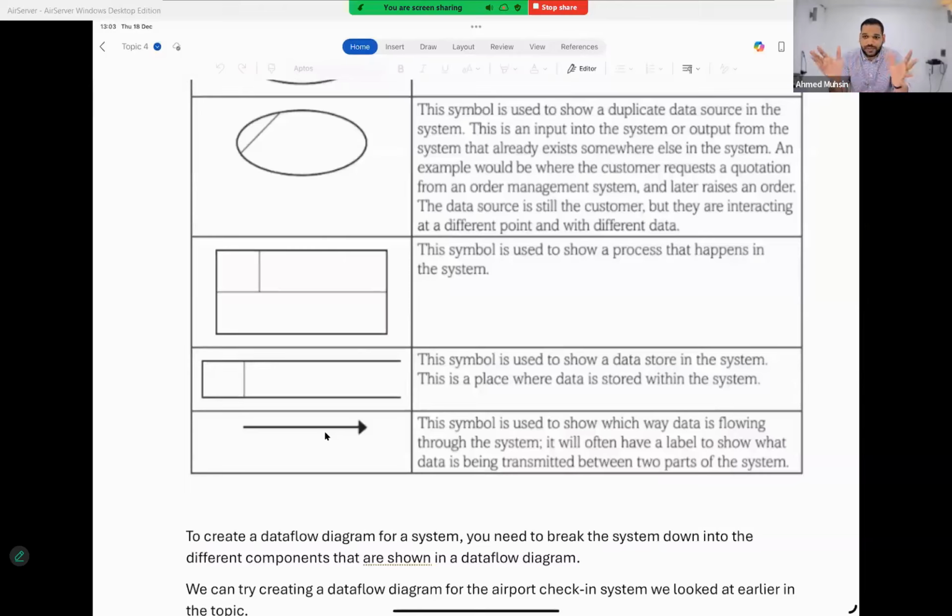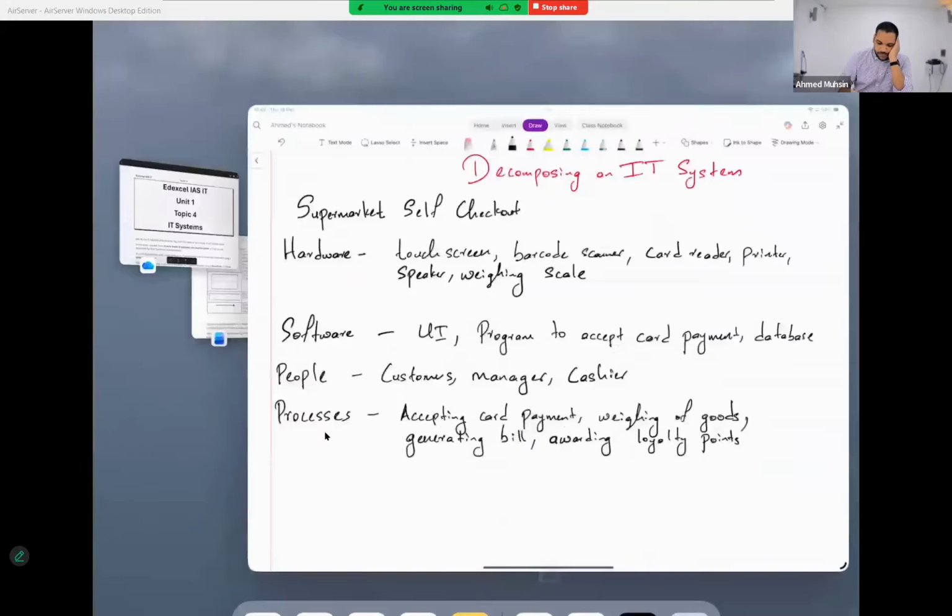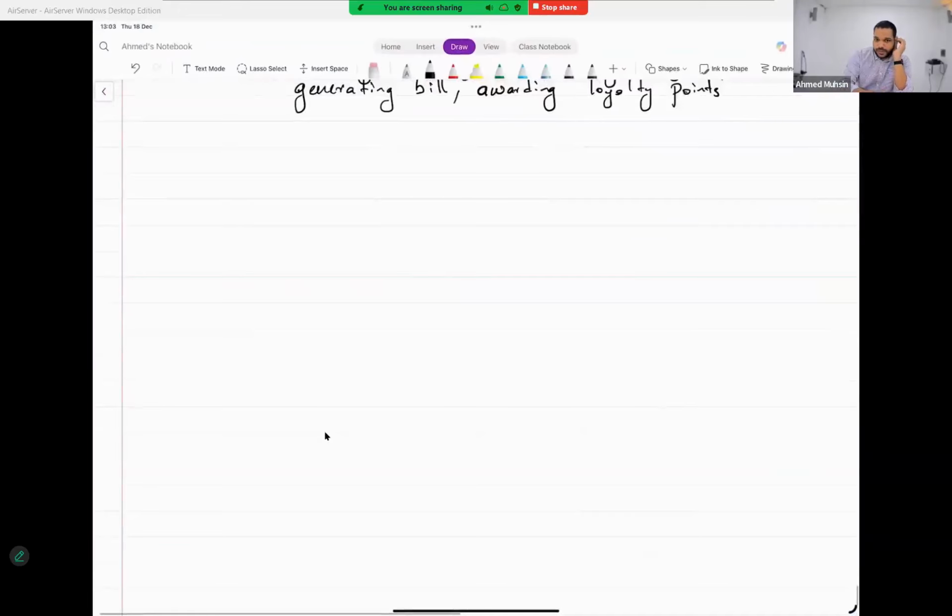Just for practice purposes, okay? It's anyway there in your tute. Just for practice purposes, we are drawing it again. So everybody, can you just put down a heading, data flow diagram symbols?